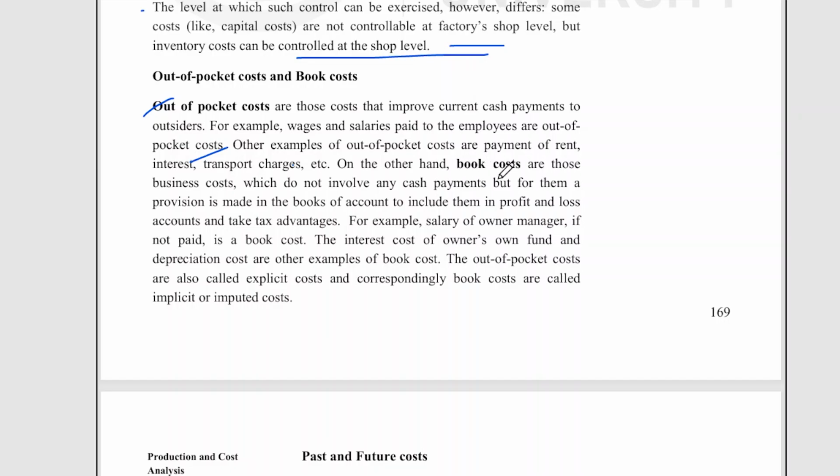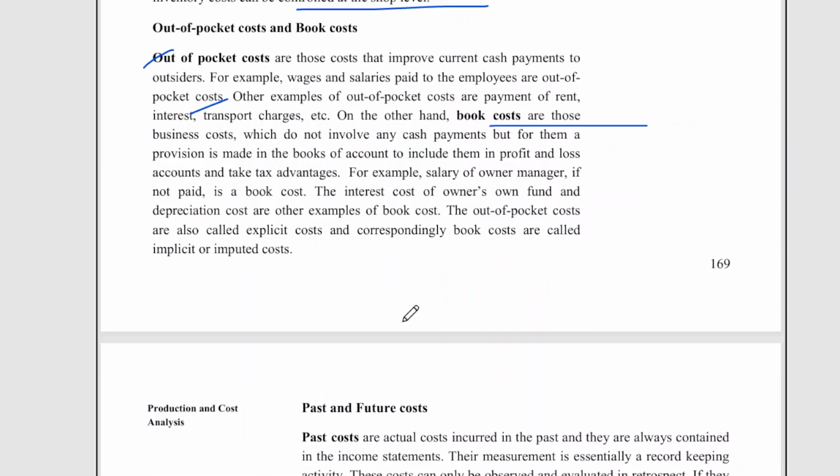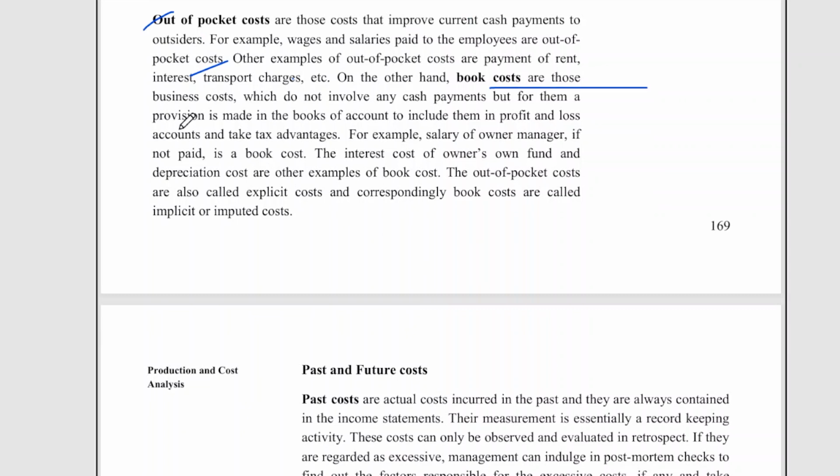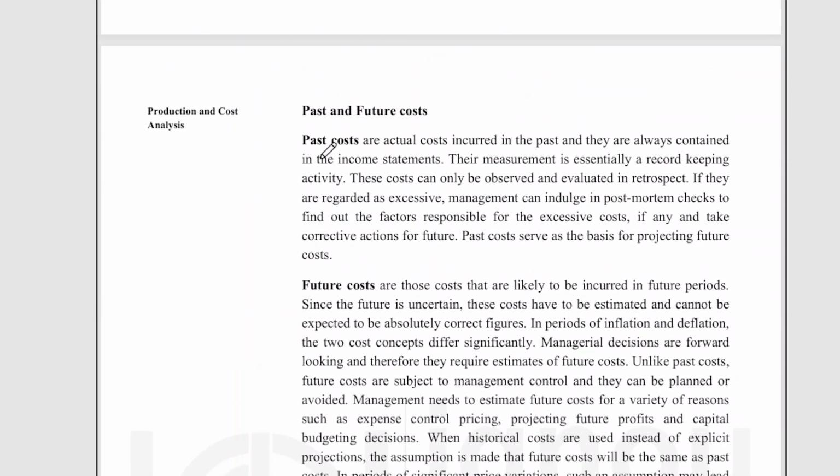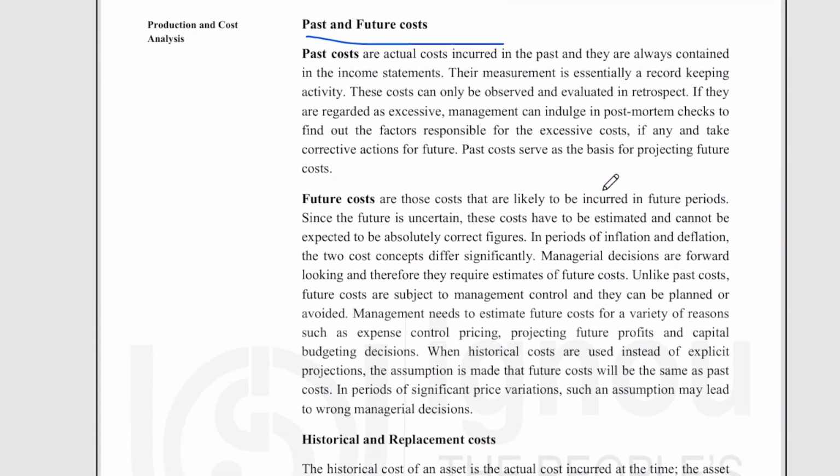On the other hand, book costs are those business costs which do not involve any cash payment, but for them a provision is made in the books of account to include them in the profit and loss account and take tax advantage. Example also here. Past and future cost. So past costs are actual costs incurred in the past, and they are always contained in the income statement. Their measurement is essentially a record keeping activity. These costs can only be observed and evaluated in retrospect.